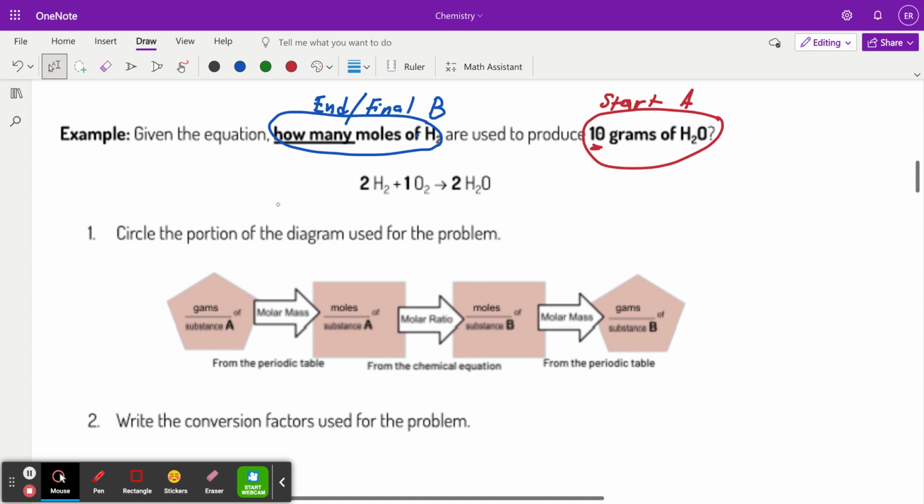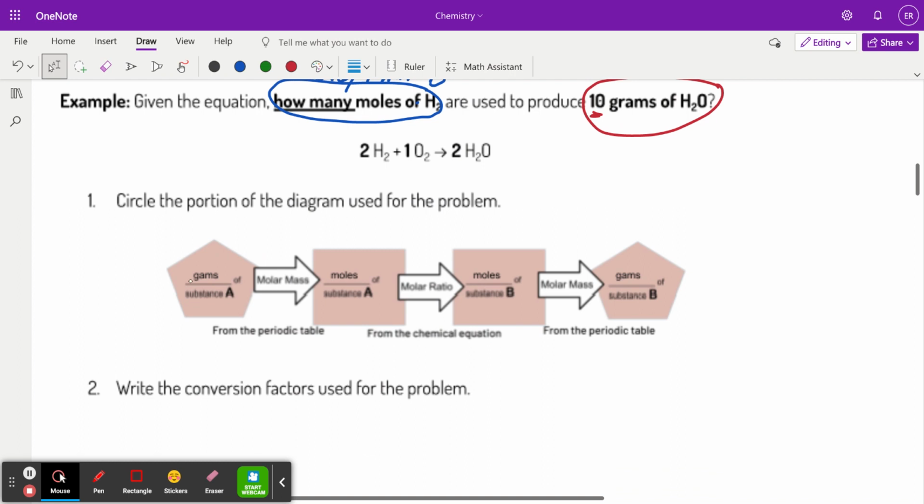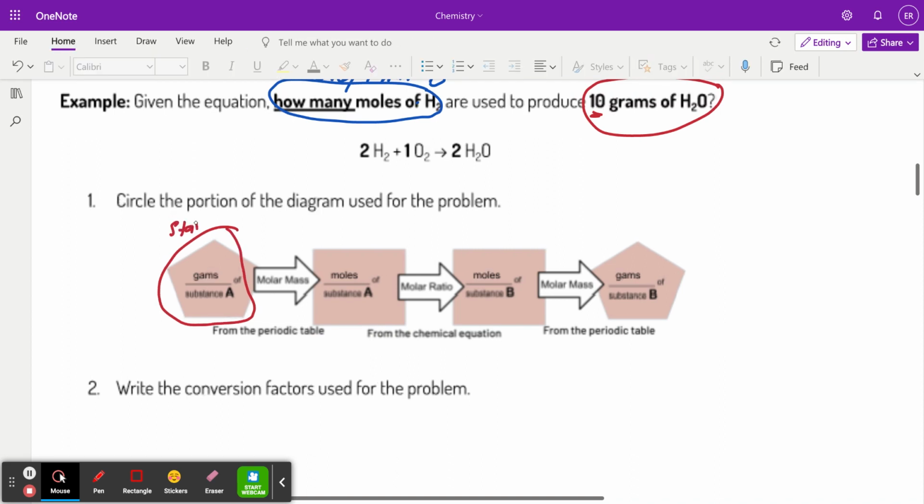Okay, so now we're going to start with step number 1. So we're going to circle the portion of the diagram from the problem. So that means we're going to look for grams of substance A. So if we look over here, grams of substance A is this first figure right here. Actually, let me turn that red. Grams of substance A. This is our start. And why? Because we got it from our problem.